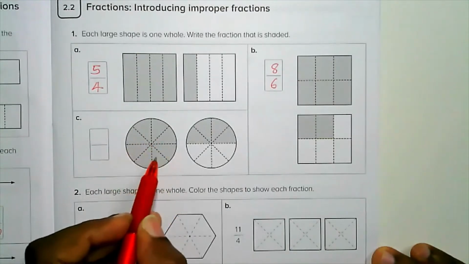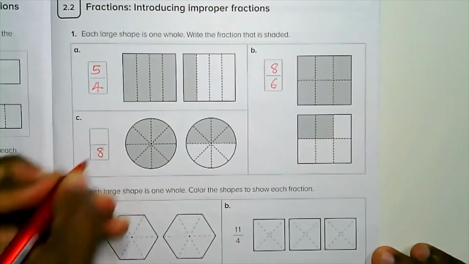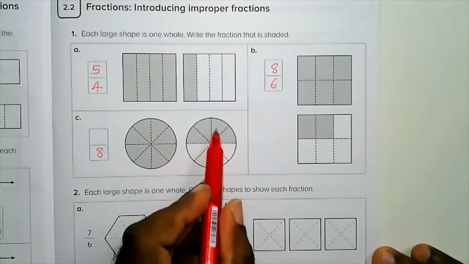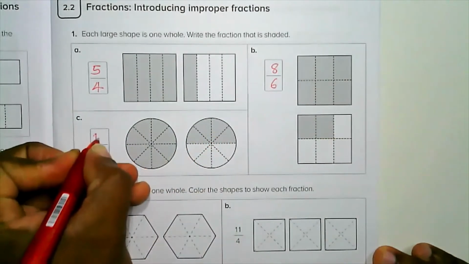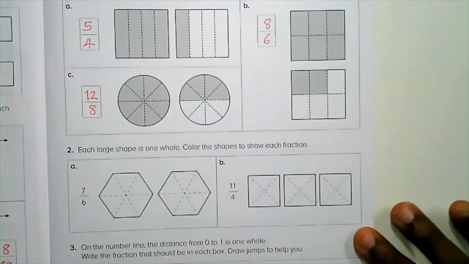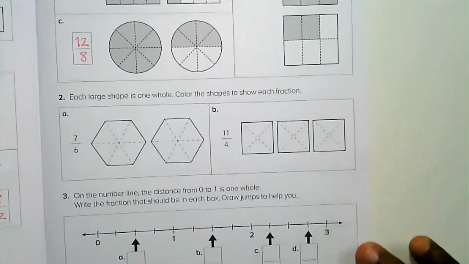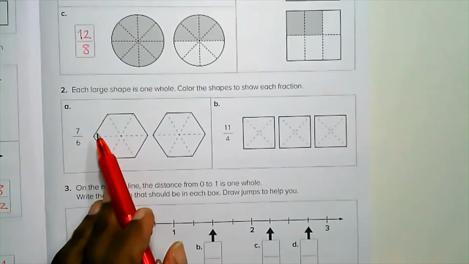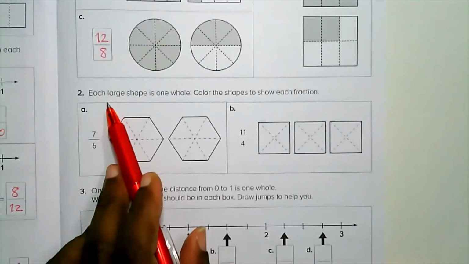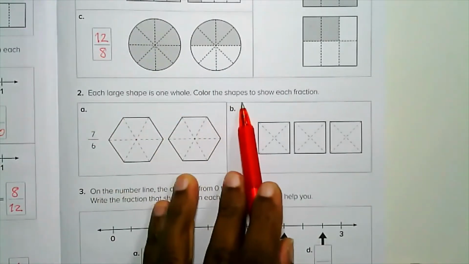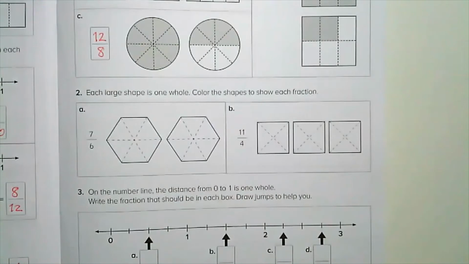split into 8. So the denominator will be 8. And how many parts are shaded? 8, 9, 10, 11, 12. 12/8 are shaded. Now let's go on to number 2. Each large shape is 1 whole. Color the shapes to show each fraction.